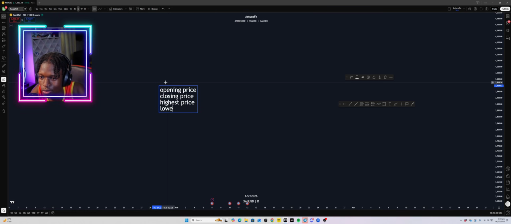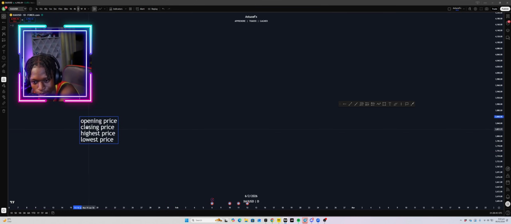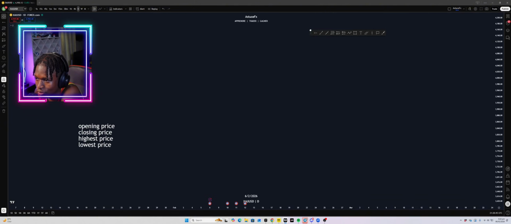And then you have the lowest price. Okay, so this is basically all the part that you have to remember about a candlestick. So let me give you an example. Let's say that a candlestick has opened exactly at this line here, so assuming that this is the opening of that candlestick.